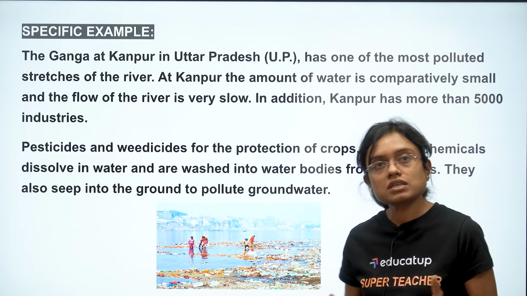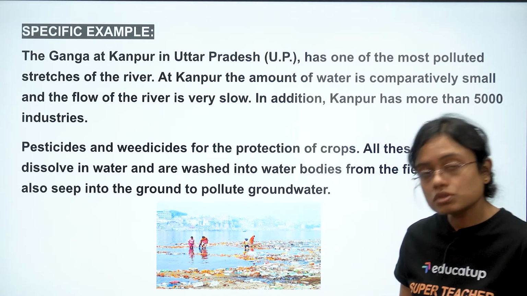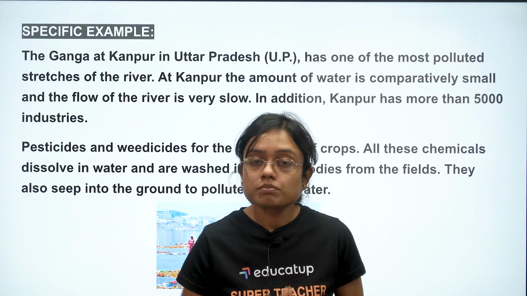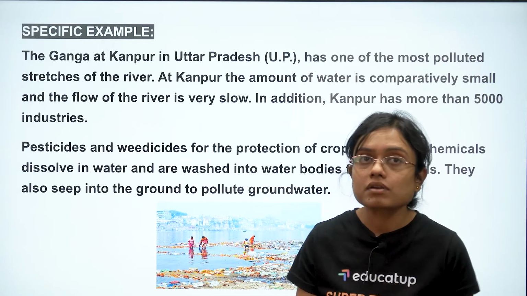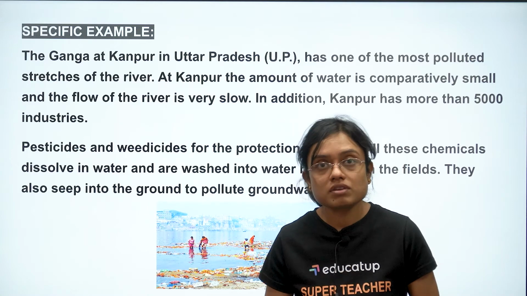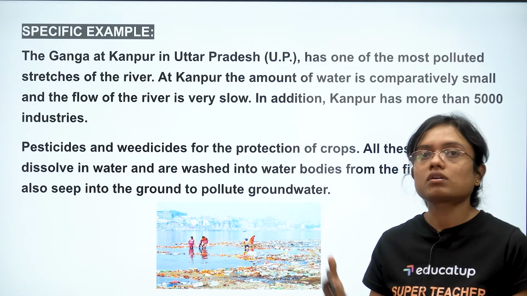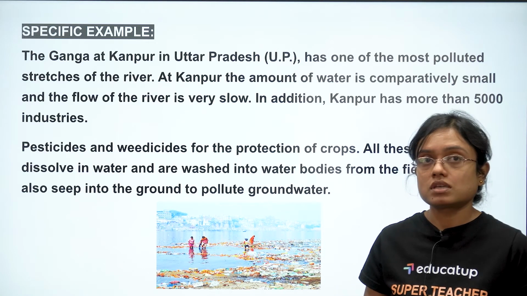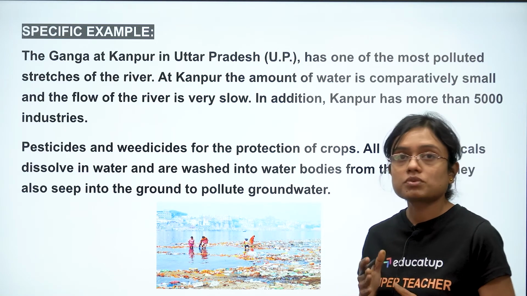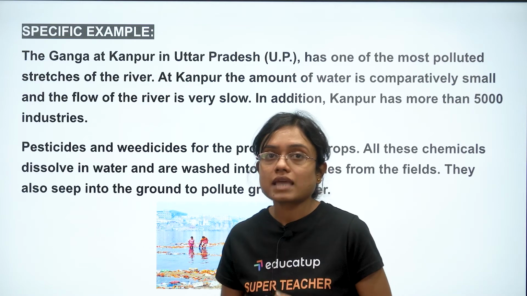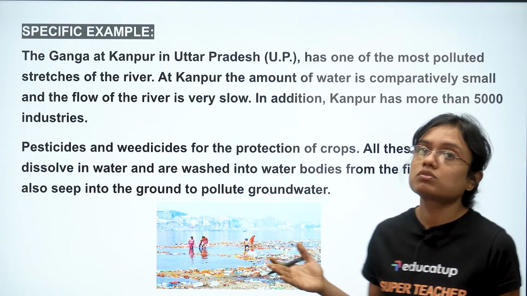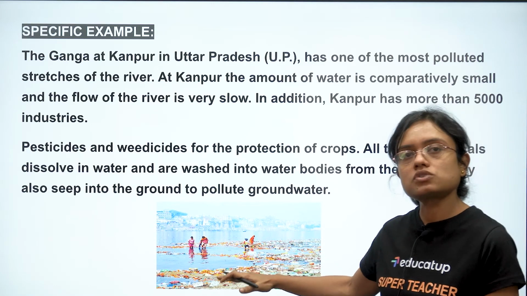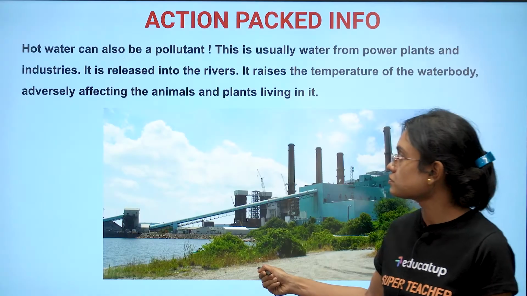Now, some specific examples: Ganga at Kanpur in Uttar Pradesh has one of the most polluted stretches of the river. At Kanpur, the amount of water is comparatively small and the flow of the river is very slow because of the garbage and a whole lot of things. In addition, Kanpur has more than 5,000 industries. Pesticides and weedicides for the protection of crops, all these chemicals dissolve in water and are washed into water bodies from the fields. So it has made Ganga extremely dirty over there.